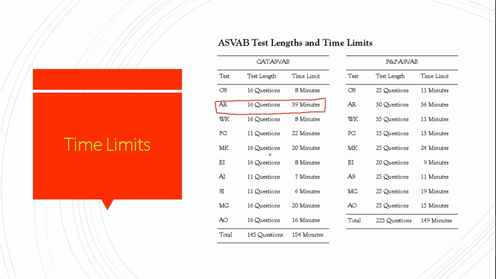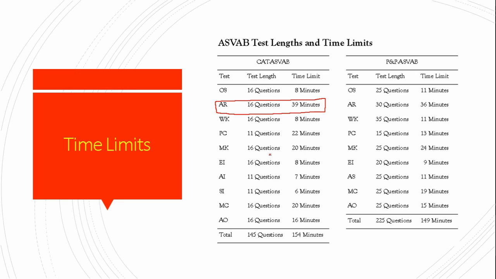Similarly, you'll be given either one of two versions of the ASVAB. That is, you'll either receive the CAT ASVAB or the P&P ASVAB. CAT ASVAB simply stands for Computer Adaptive Test, whereas P&P stands for Pencil and Paper. Nowadays, they only give the CAT ASVAB, so more often than not, you'll likely receive that version.